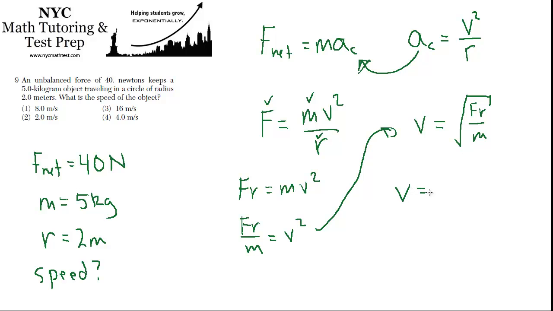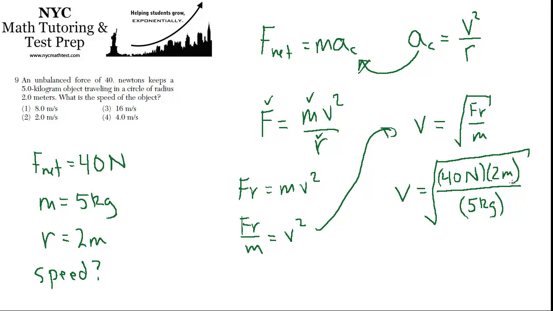Okay, so now we'll plug the numbers in. We have 40 newtons times the radius, which is 2 meters, divided by the mass, which is 5 kilograms. And we have to take the square root of all that. So 40 times 2 is 80, divided by 5 is 16. V equals square root of 16, which is 4. And you'll have to trust me, the units come out to be meters per second, which is the speed. So the answer is 4.